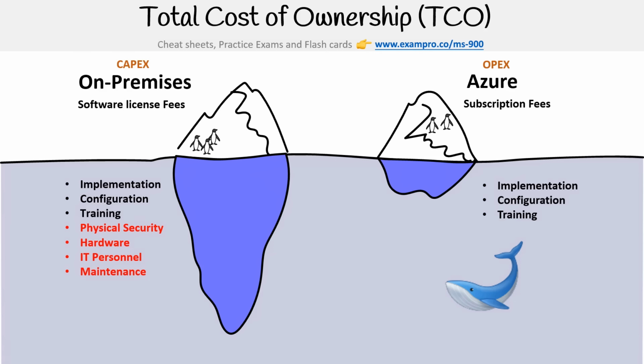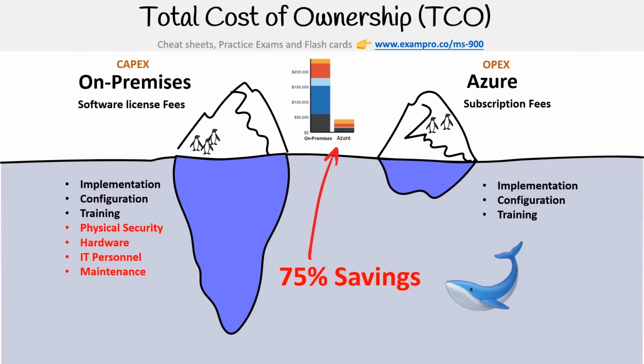You might ask, okay, well, what is the amount of savings? Generally, people find that when they move from on-premises to the cloud, they save about 75%. That's a lot of money, okay? 75% of what you generally would spend. And so now all this stuff on the left-hand side is now Azure's responsibility. You don't take care of those anymore. Azure is going to take care of it for you. So that's total cost of ownership.